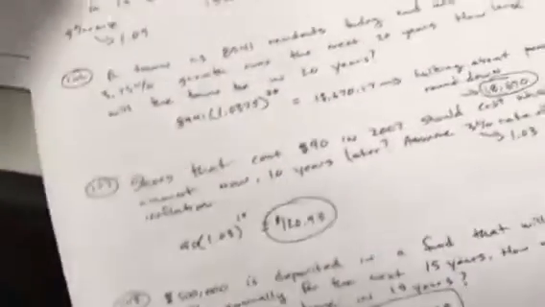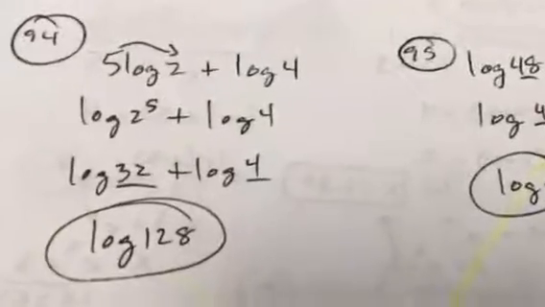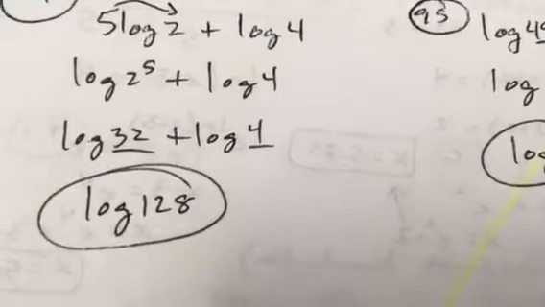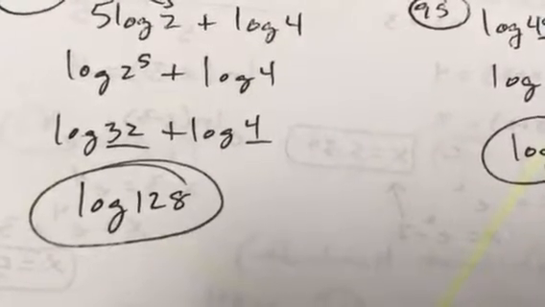Okay, this will be on your second page on your pretest and test, this next page right here. 5 means it was originally an exponent, so it's going to be 2 to the 5th, log of 2 to the 5th plus log 4. 2 to the 5th is 32. Guys, in the exponent and the log world, addition means multiplication. Take 32 times 4 to get log 128.